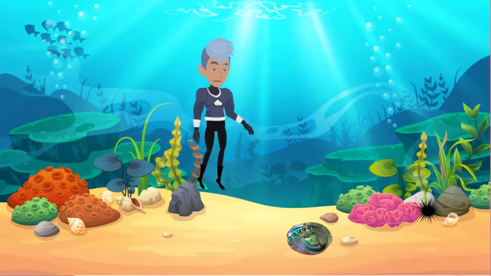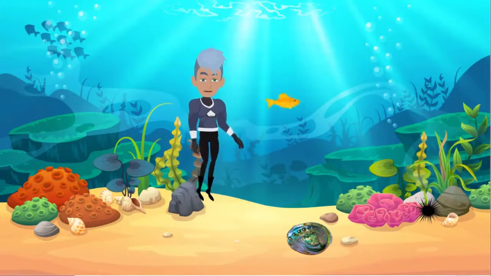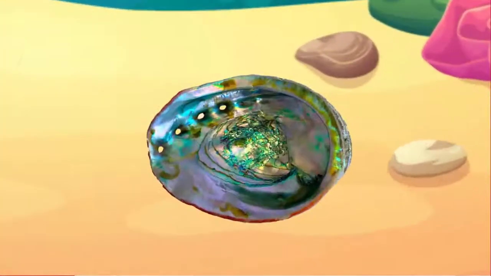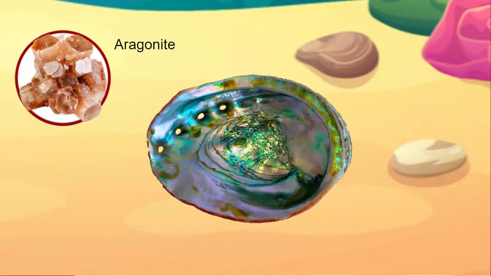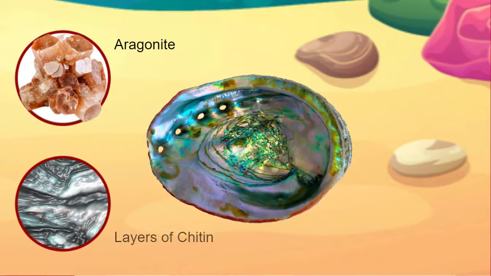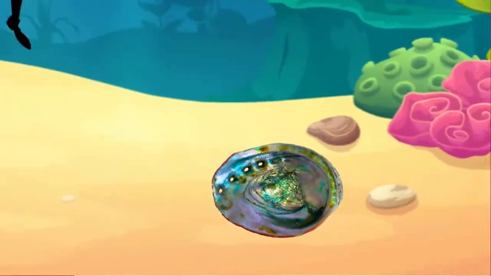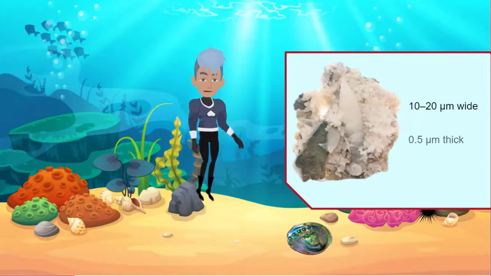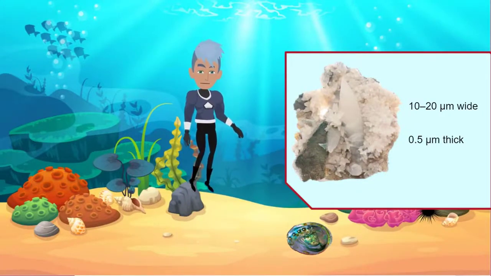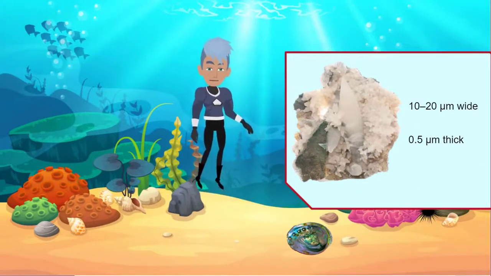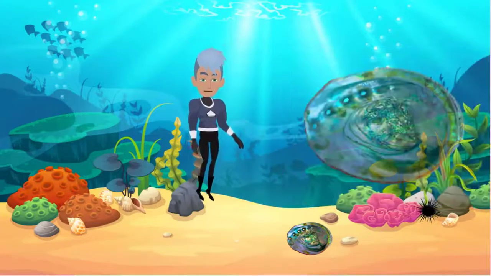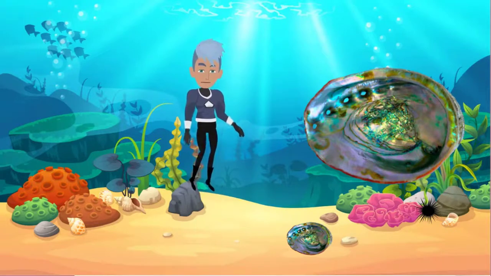Nacre, otherwise known as mother of pearl, is an organic-inorganic material produced by mollusks. Nacre is made of depositing aragonite, calcium carbonate, onto porous layers of chitin, a polysaccharide, a long chain of sugars. The crystallization of the calcium carbonate produces stacks of the material 10 to 20 micrometers wide and 0.5 micrometers thick that are separated by layers of organic material. This brick-like assembly provides high strength to the material.